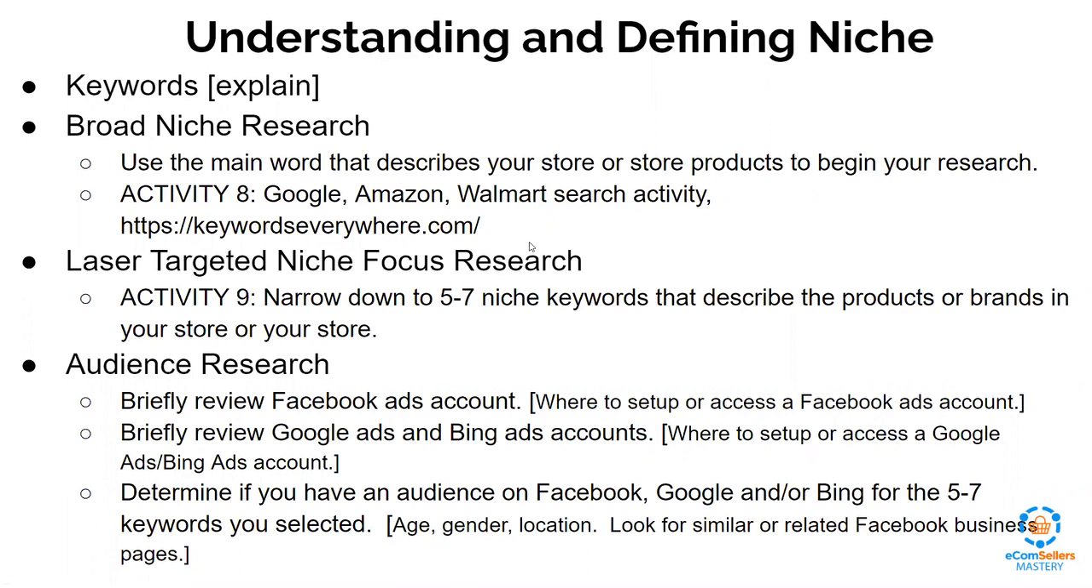Okay. So once you start having those keywords and you start seeing some of the products, then you're going to start laser targeting your niche to get really focused research. Because once you narrow down, you're going to know about 5 to 7 niche keywords that describe the products or brands in your store. So if you know you're going to start out with these different variants of a 9 iron, and I think there are different sizes of a 9 iron.